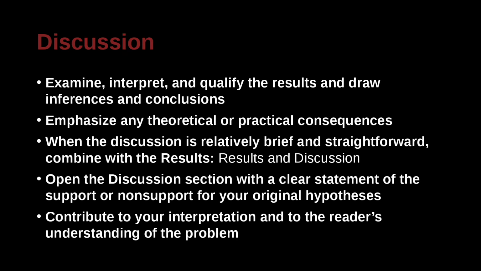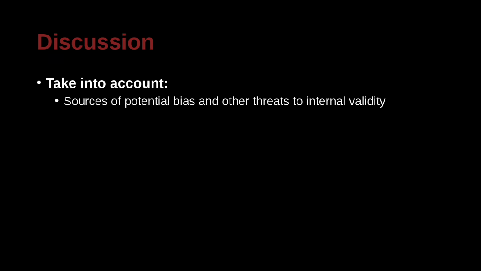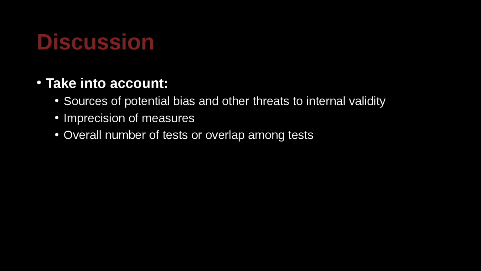Contribute to your interpretation. The reader's understanding of the problem is your goal. You want to help them interpret, what does this all mean? I think we get the point, right? When you write your discussion, you should remember sources of potential bias. That is, you can point out that your research may not be perfect. It may have some limitations. You can point those out. You also want to remember the measurements. What's the standard deviation? What's the error bars on there? So you can bring this up also.